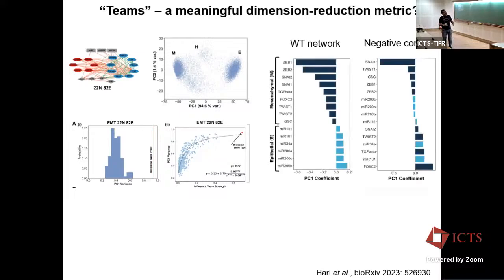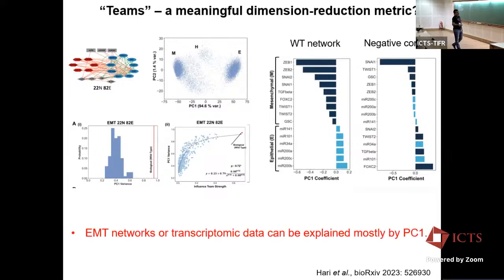Let's look at the components of principal component 1. All mesenchymal positive, all epithelial negative. Very clear distinction. Let's look at a random network, it's all distributed. There's no pattern. Okay. So basically EMT networks can be explained, and also the transcriptomic data that I showed you earlier can be explained mostly just by principal component 1.